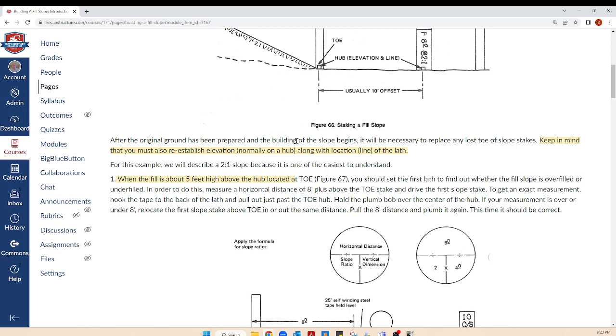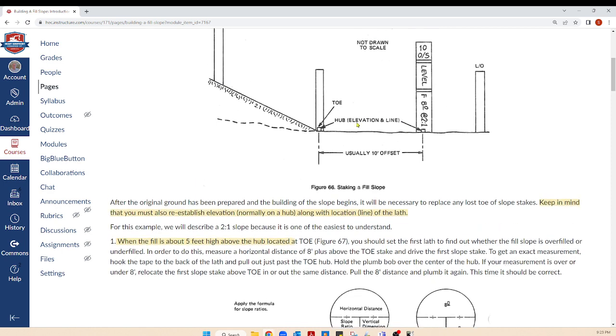After the original ground has been prepared and the building of the slope begins, it'll be necessary to replace any lost toe of slope stakes. Keep in mind that you must also reestablish elevation, normally on a hub, along with the location line. In other words, if I knocked this toe stake over, I would still have this to reestablish this elevation. Does that make sense? That's why they're offset.